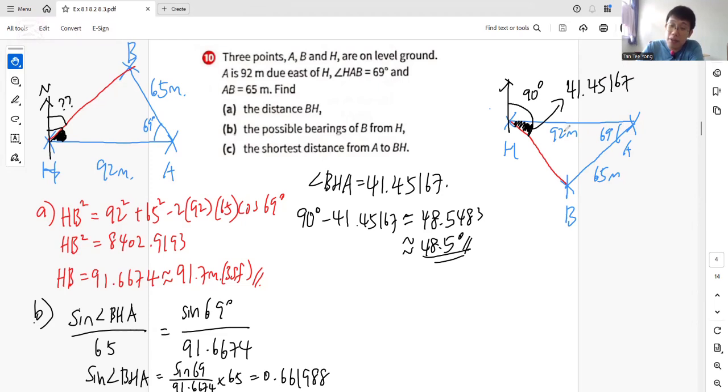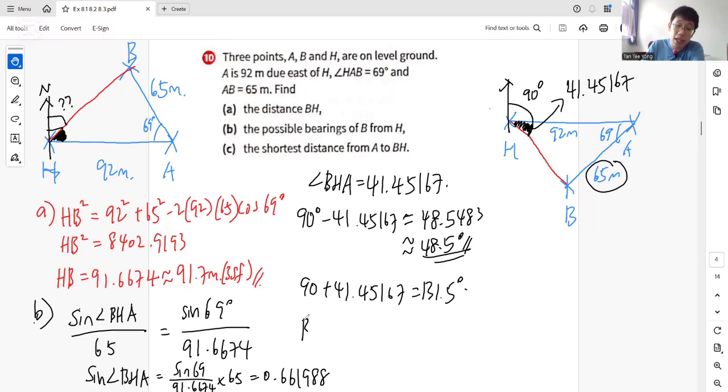Because if you think about it, for this angle and this pairing, we can use the sine rule also. So sine of angle BHA over 65 is equal to sine 69 degrees over HB, exactly the same as the previous part. So this is 41.45167. So the answer for the bearing of B from H for this diagram will just be 90 plus 41.45167, which gives us 131.5 degrees.